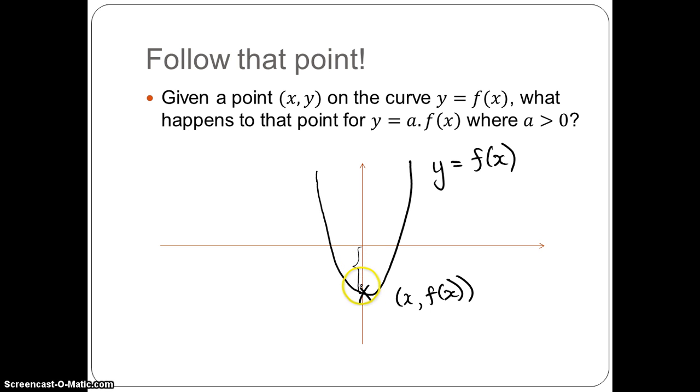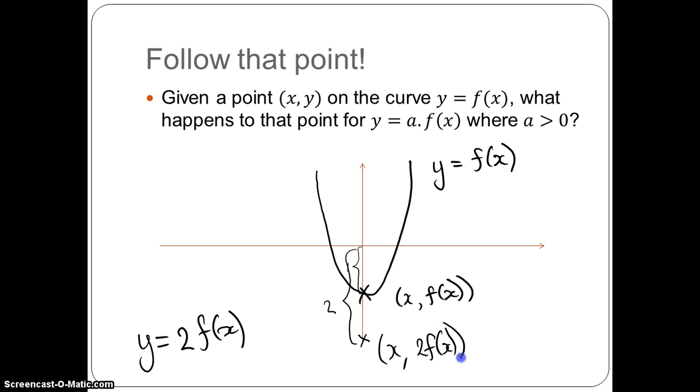It changes this distance. If this distance was originally, say, 1 unit, so this would make f of x negative 1, and I now want to look at y is equal to 2 times f of x, what's going to happen? This distance here is going to go down to here. It will become 2, because my x coordinate's the same, but my y coordinate has now doubled its value. It's now 2 times f of x.